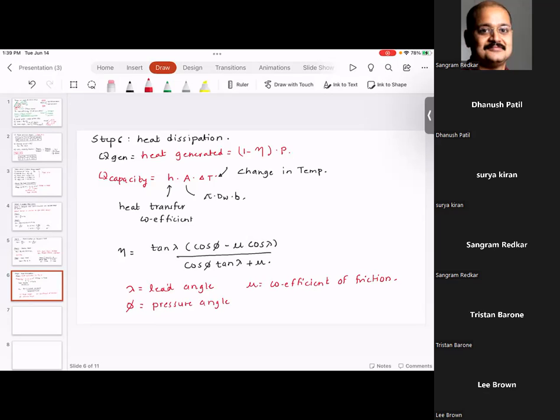So, many a times the value of mu is not given. So there is nothing wrong in assuming the value of mu to be like 0.2 or 0.3. Or if you have a well lubricated worm wheel, then it can go all the way down to 0.01, and 0.1, say, for not well lubricated.